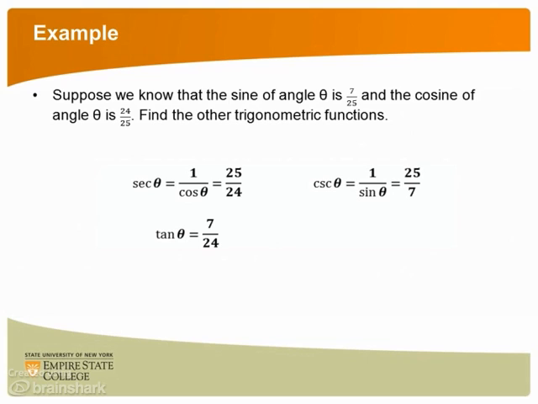Tangent equals the sine over the cosine, or more specifically, the numerator of sine over the numerator of cosine. Therefore, tangent of theta is 7 over 24. Finally, cotangent is the reciprocal of tangent, so cotangent of theta would be 24 over 7.